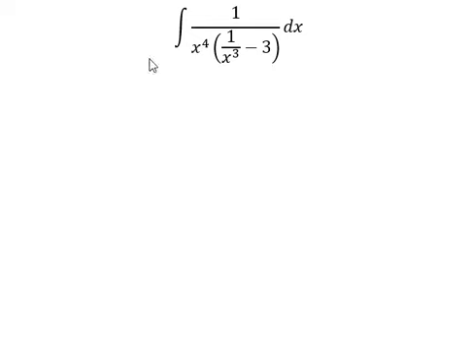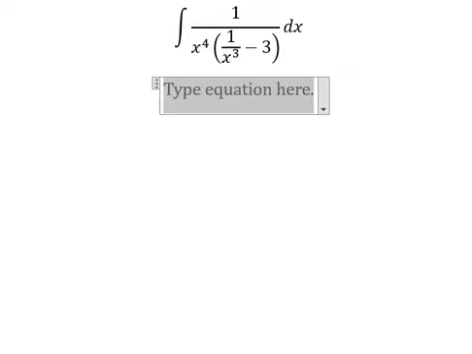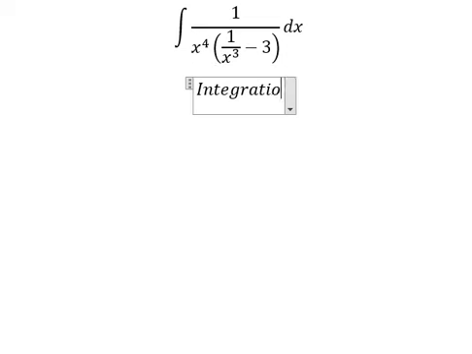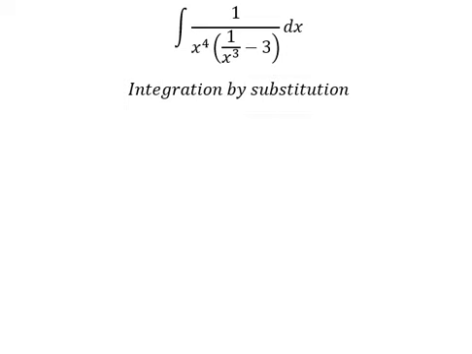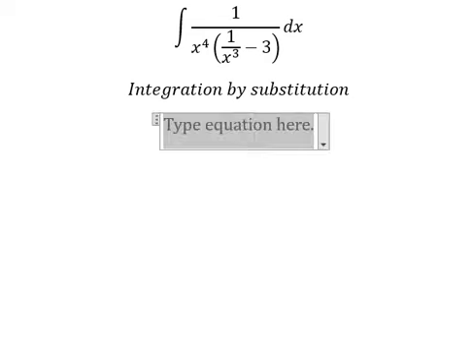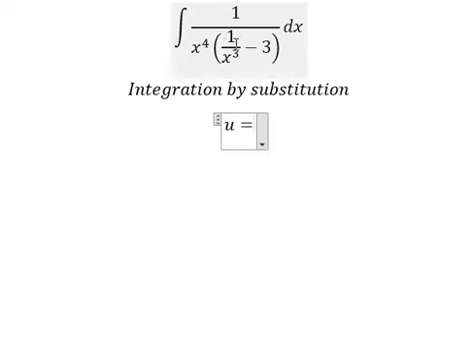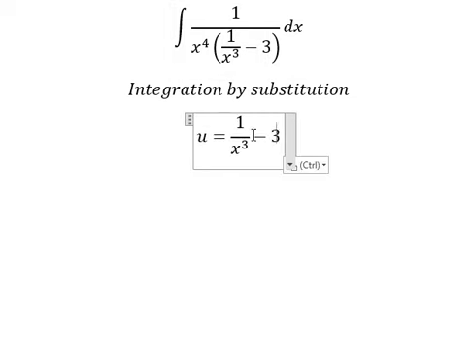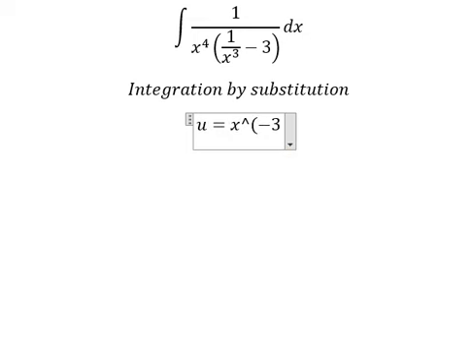So today I will show you how to answer this one. So we can use integration by substitution. So I will put u equals to this one. So this one we can put s to the power of negative number 3.